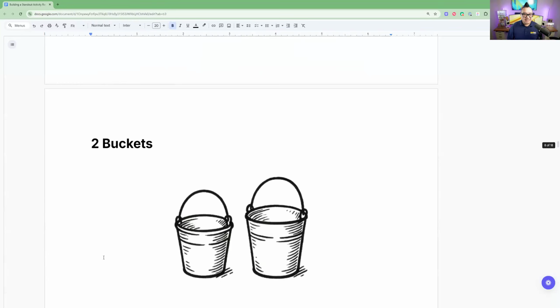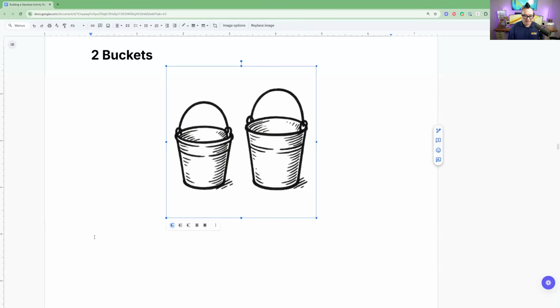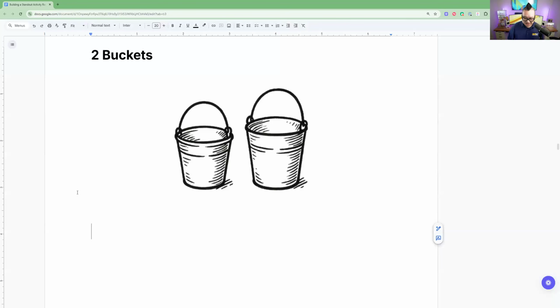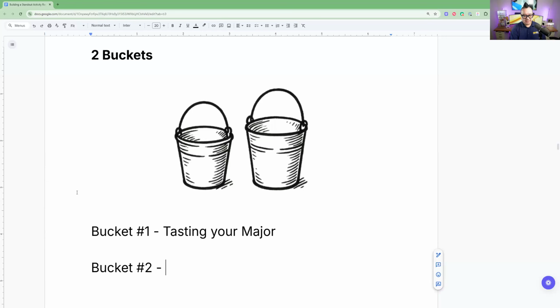So going down, now we understood all this. Now the next thing, there's two buckets. So this is the big lesson for you guys. If you're taking notes, this is where you take notes. There's two buckets of activities. People ask me, Coach, what do I do? I don't say do this. There's two buckets. Bucket number one, I call this tasting your major. Bucket number two is personal interests.